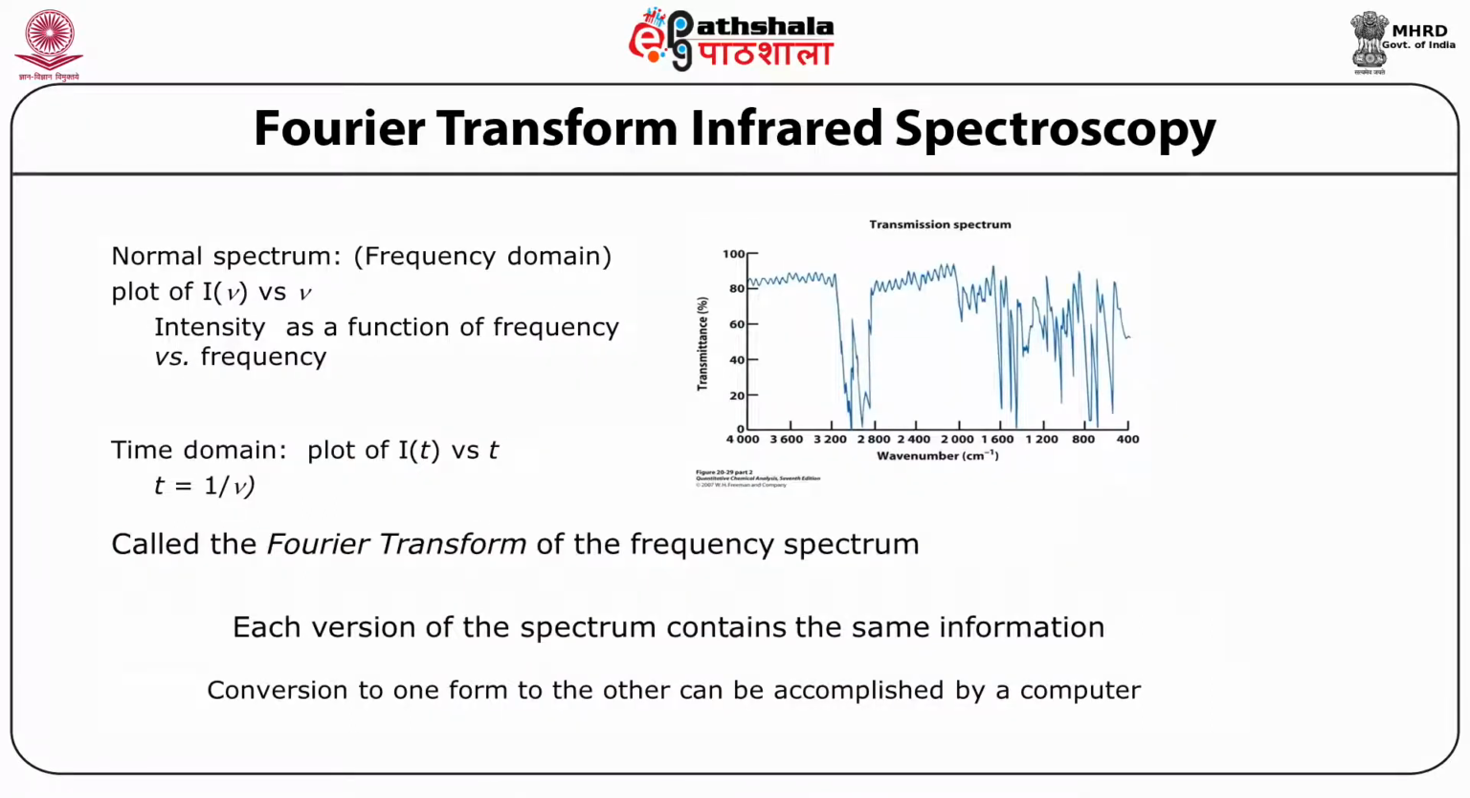We now discuss Fourier transform IR spectroscopy. The normal spectrum gives you information in the frequency domain, that is the plot of intensity I versus frequency, and in the time domain, that is the plot of I with respect to time. This conversion is called Fourier transformation of the spectrum. Each version of a spectrum contains the same information, and conversion of one spectrum from the other can be accomplished by the computer.